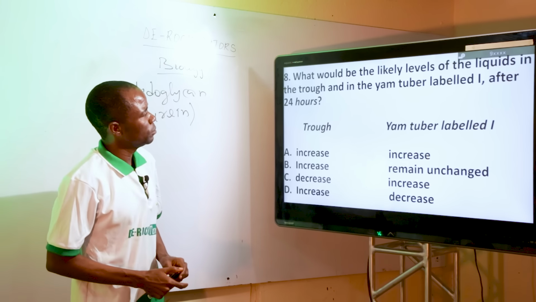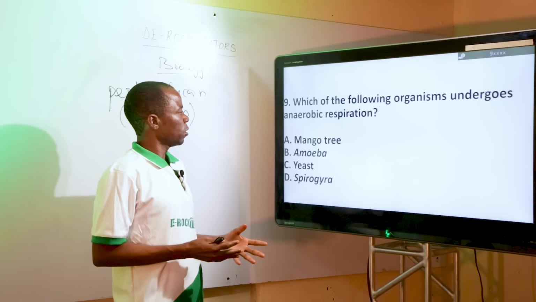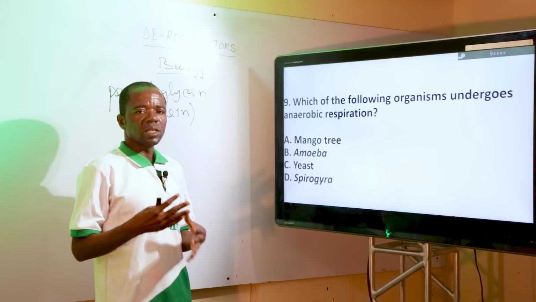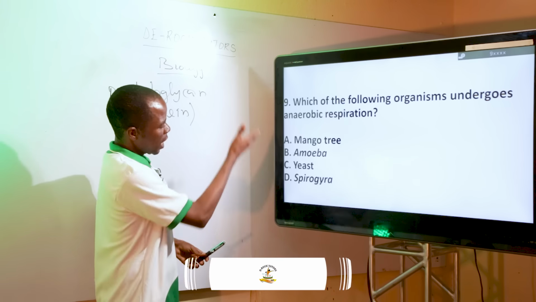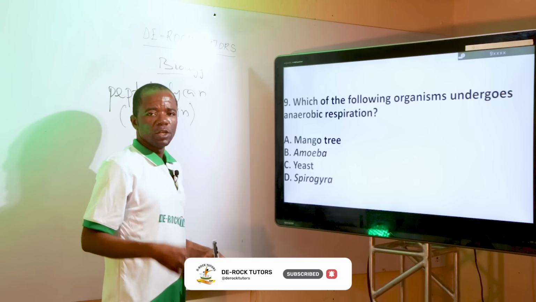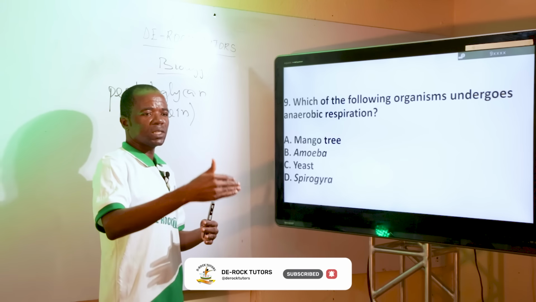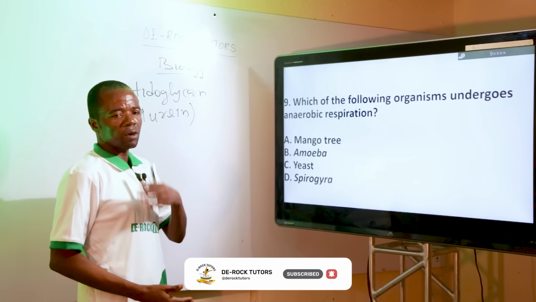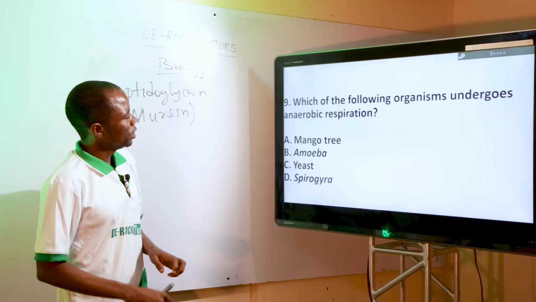Let's look at number 9. Which of the following organisms undergoes anaerobic respiration? First of all, anaerobic respiration is the type of respiration that occurs in the absence of oxygen. And look at the options given. The obvious choice is yeast. Yeast undergoes anaerobic respiration, and in the process, yeast breaks down glucose to produce ethanol, carbon dioxide, and heat. So once again, the correct answer is C.